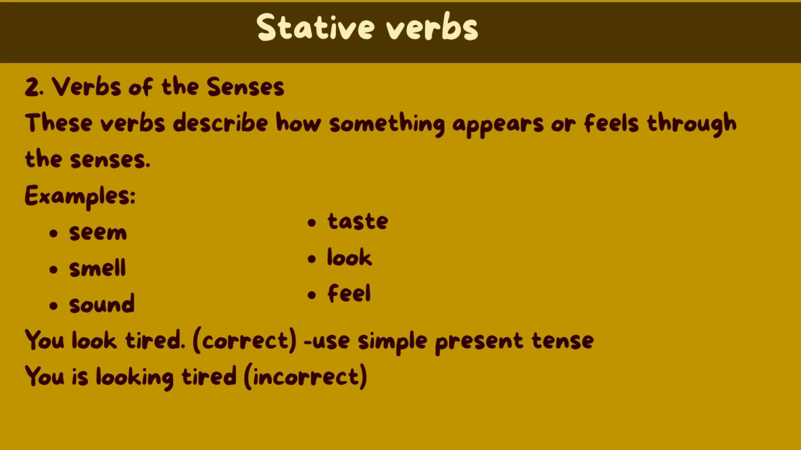For example, you look tired is correct because the verb look describes appearance. You is looking tired is incorrect because the grammar is wrong, and in this context we normally use the simple present tense. Other examples are, the soup smells delicious, your idea sounds great, and she seems happy.